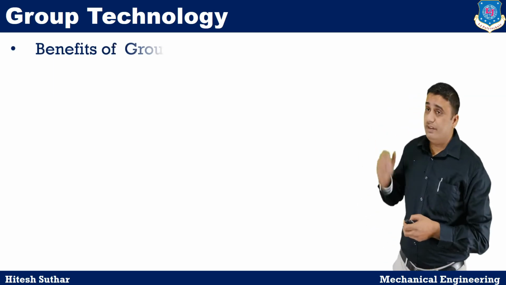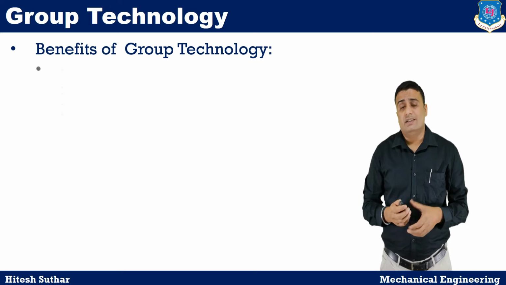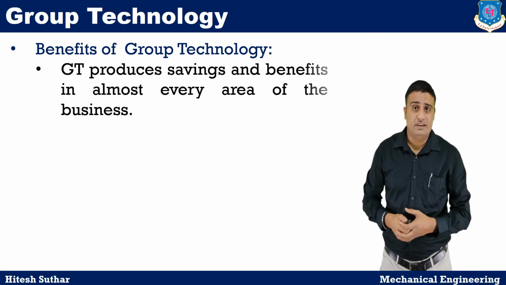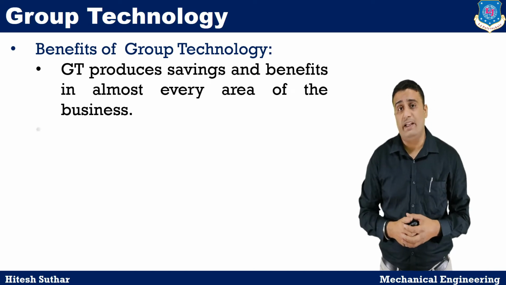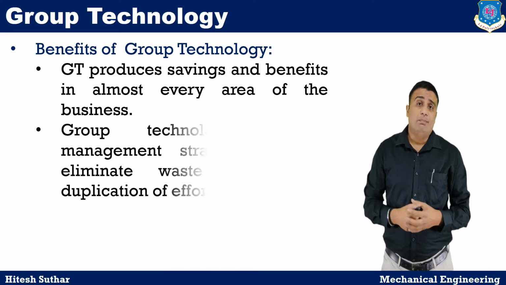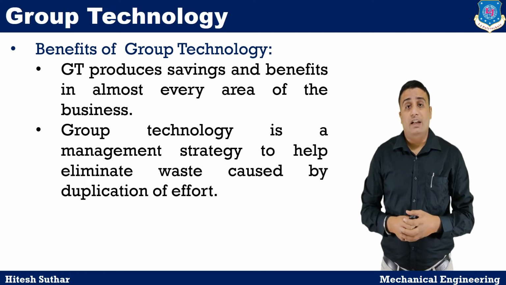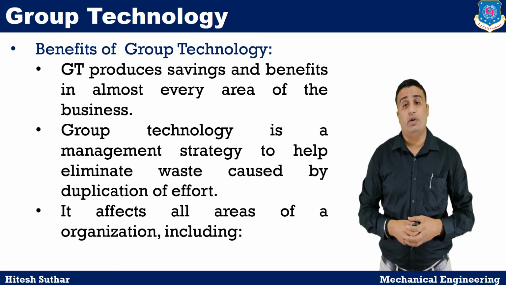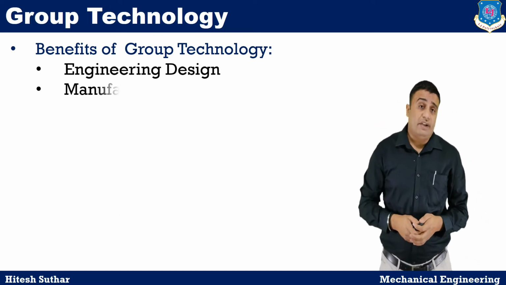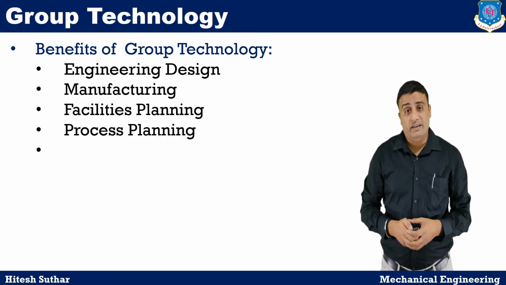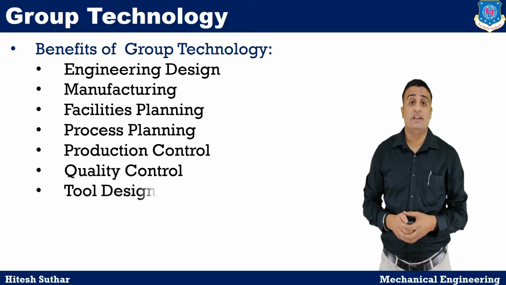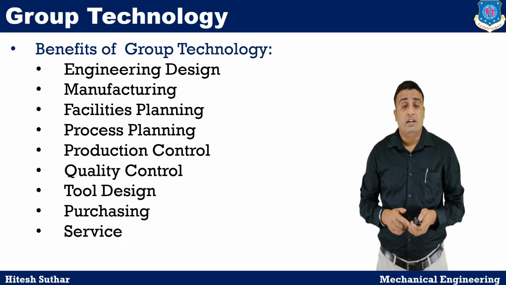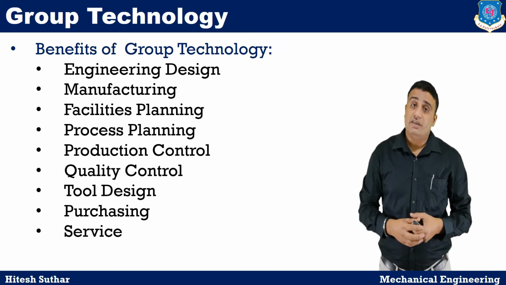Now let's discuss some of the benefits of group technology. As we discussed in the previous slide, GT saves time and effort, so it affects almost every area of the business. It is a management strategy to help eliminate waste caused by the duplication of efforts. It affects all areas of organizations including manufacturing, engineering design, planning, process planning, production control, quality control, tool design, purchasing, and service.